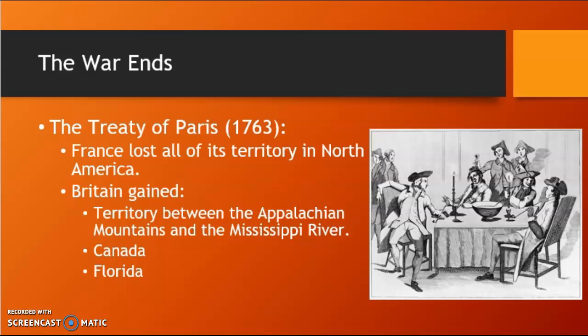The empire not only gains this, though, they also acquire French sugar islands in the West Indies, the French trading posts in India, and French-held posts on the west coast of Africa. So Great Britain's victory in the French and Indian War meant that it had also truly become a global power.